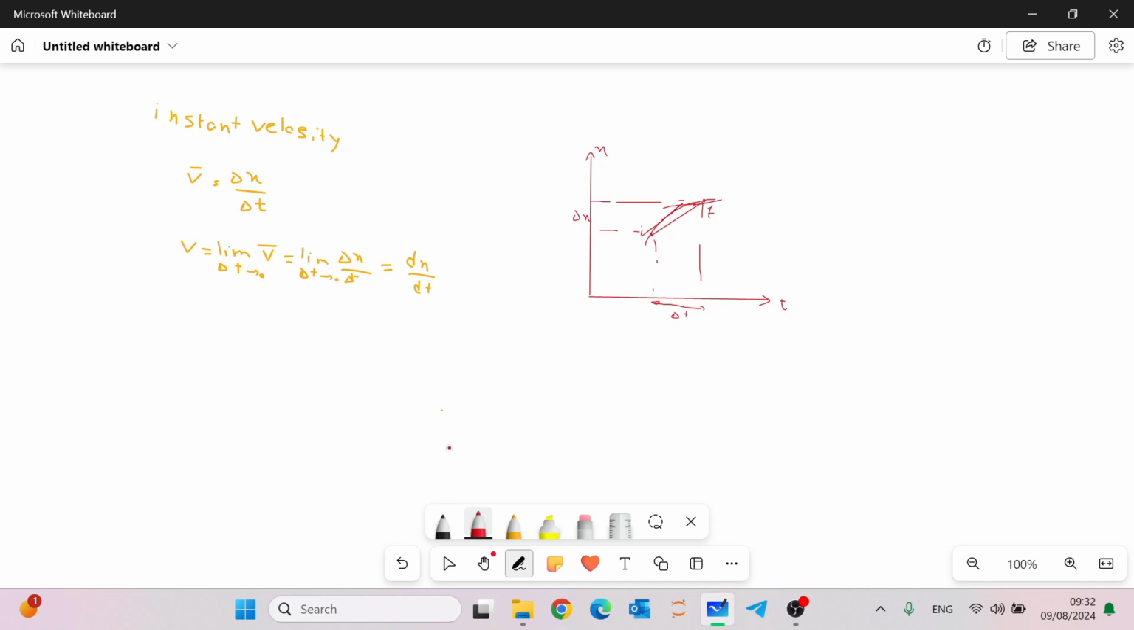So if I want to take an example, let's say my x is 3t squared plus t, then v, my instant velocity, would be dx with respect to dt, which equals 6 times t plus 1. So for example, at 0 seconds, in the beginning of the movement, I have just 1 meter per second. At, for example, 2 seconds, it would be 6 times 2 plus 1, which is 13 meters per second, etc.